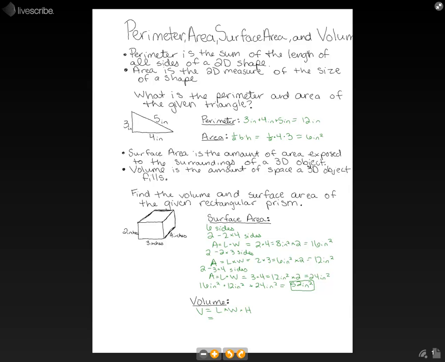So, in our case, length, you can say, is 2 inches times width 3 inches times height or depth of 4 inches to give us a grand total of 24 inches cubed. And that is how you find all of these different properties of shapes.